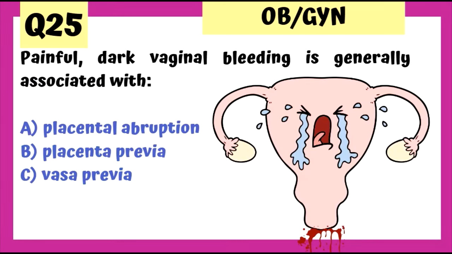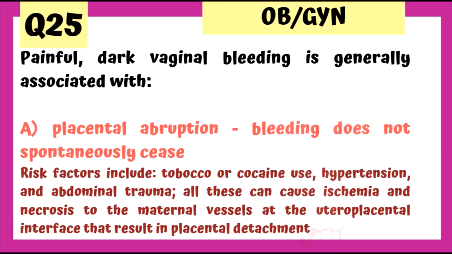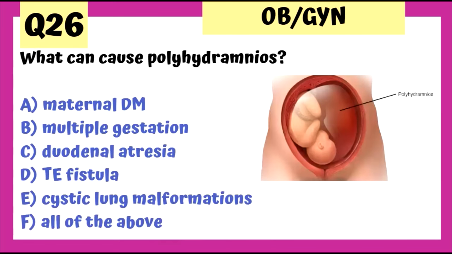Question 25, painful dark vaginal bleeding is generally associated with? Where we see painful bleeding is generally with placental abruption. Usually in placenta previa and vasa previa, you don't see any pain, but in placental abruption, we would see painful bleeding. And for some reason, the blood with placental abruption is generally considered dark maroon color. And risk factors for placental abruption include tobacco or cocaine use. That's really important for exams. Hypertension, that's also important for exams. And abdominal trauma. All these can cause ischemia and necrosis to the maternal vessels at the uteroplacental interface that result in placental detachment.